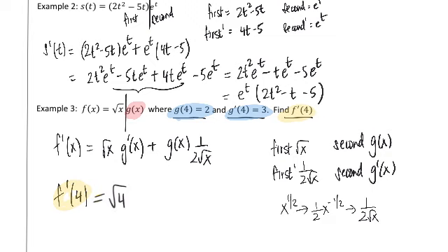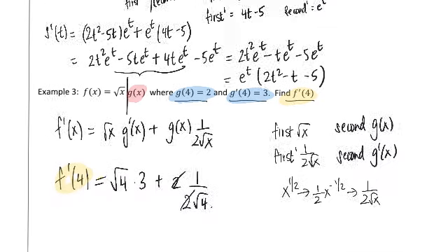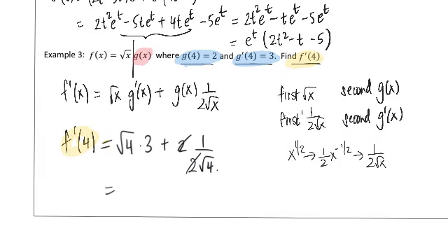Rad 4 times 3 plus 2 times 1 over 2 rad 2. I'm sorry, rad 4 because it's rad x. So if x is 4, then I need rad 4. So basically, I think I'm getting 2 times 3, because rad 4 is 2, plus 1 over 2, 6 plus a half, 6 and a half, or 13 over 2.